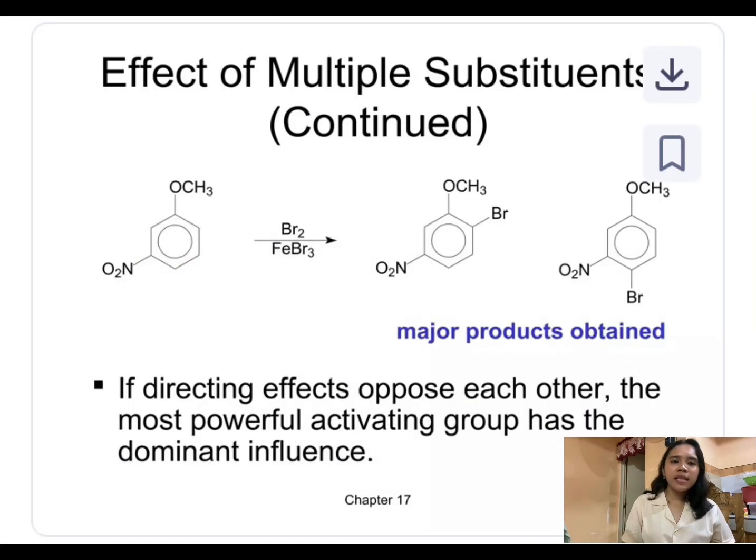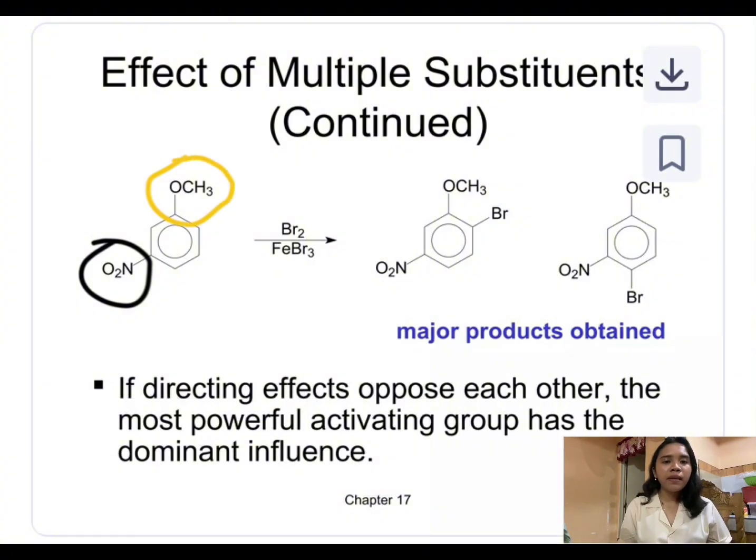This section addresses situations where the directing effects of multiple substituents oppose each other. The example shows a molecule with a nitro group, meta directing and deactivating, and a methoxy group, ortho or para directing and activating. Competing effects. The nitro group wants to direct the incoming bromine to the meta position, while the methoxy group wants to direct it to the ortho or para positions.